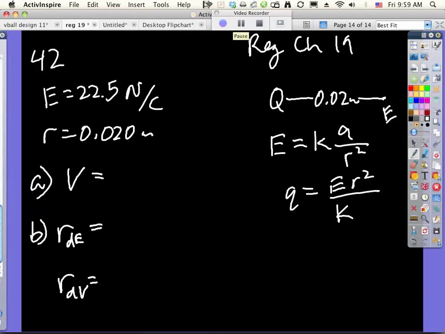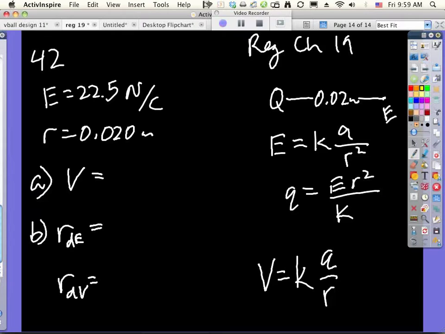If we know Q, we can say electric potential is kQ over r. So then you just plug that in and get your answer. Electric potential is just kQ over r.